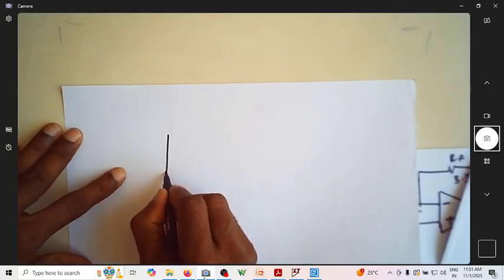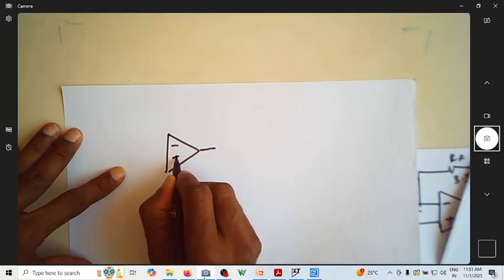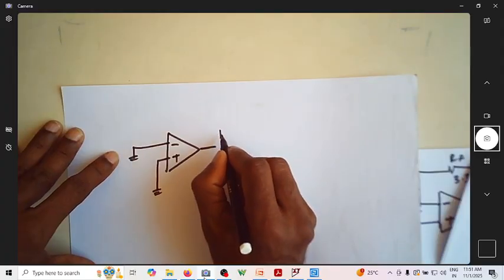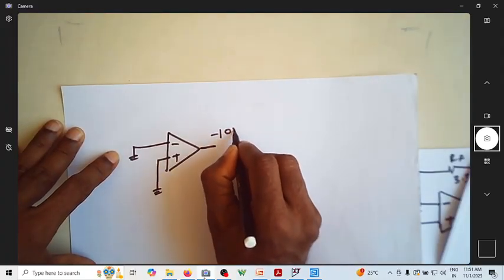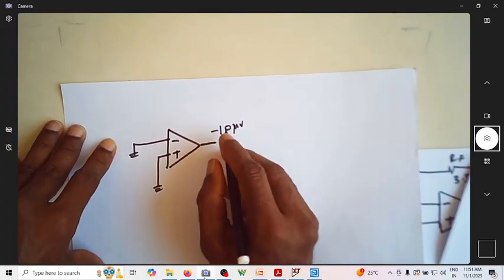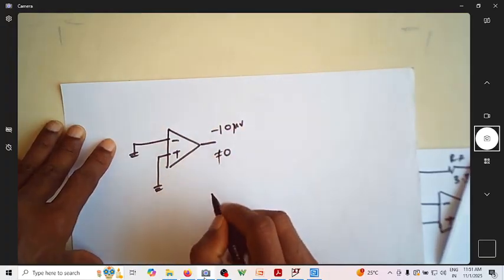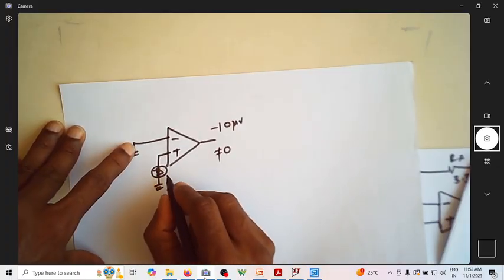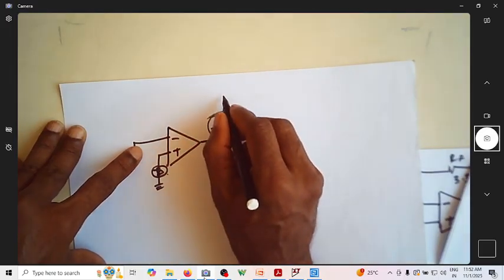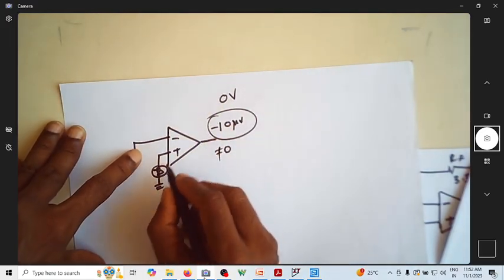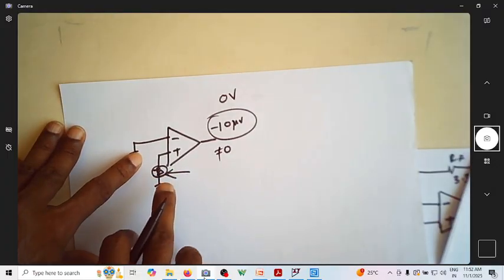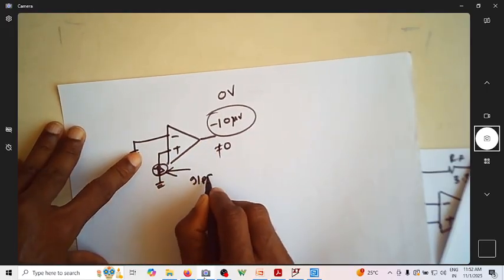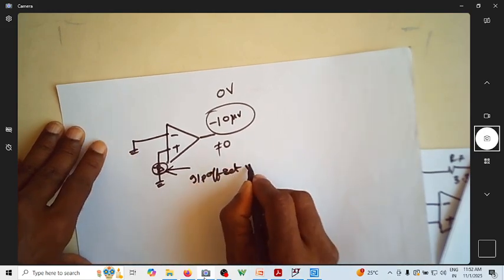Now you have this amplifier, minus, plus. If I ground this, assume you have some minus 10 microvolt. It was supposed to be 0, but it is not 0. So I will apply some plus or minus voltage so that this minus 10 becomes 0 volt. The input voltage that you apply to make the output voltage 0 is known as input offset voltage.